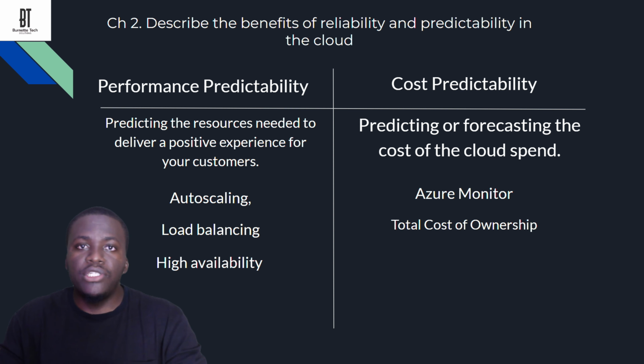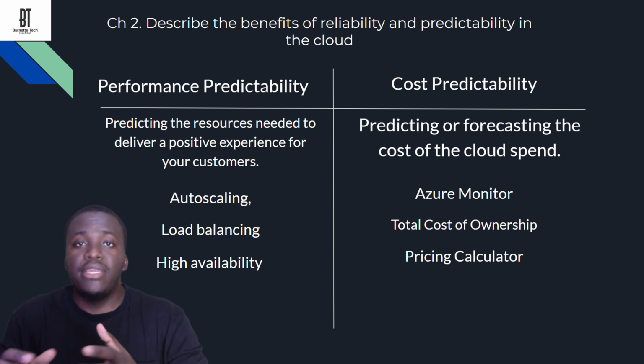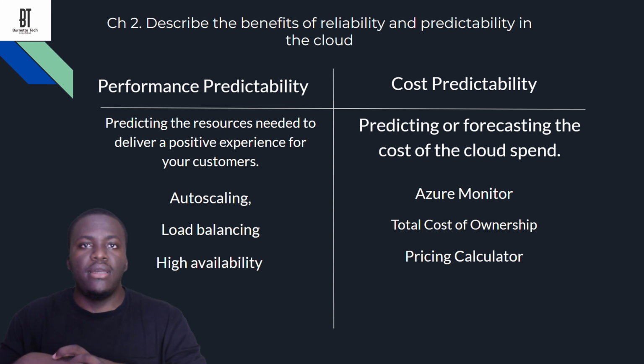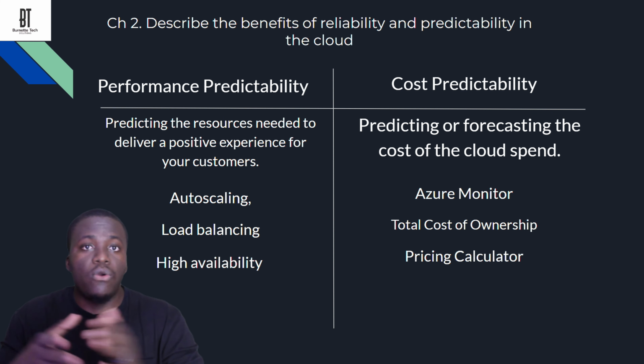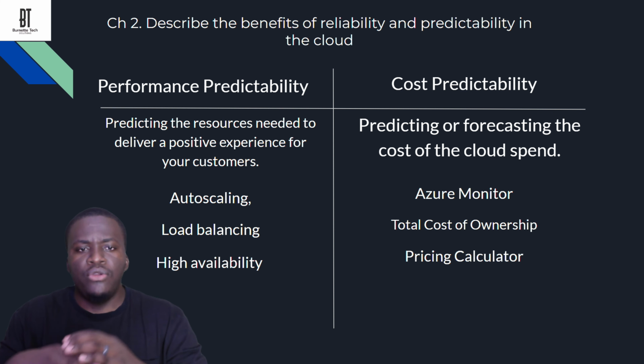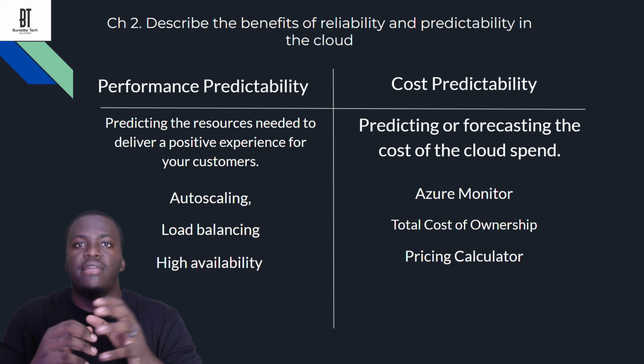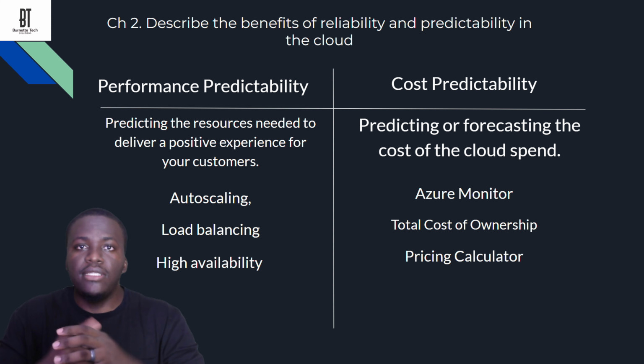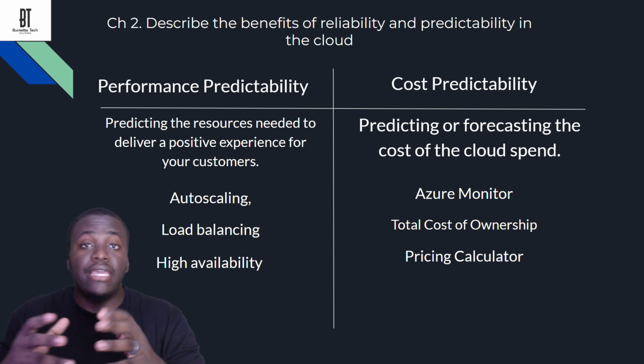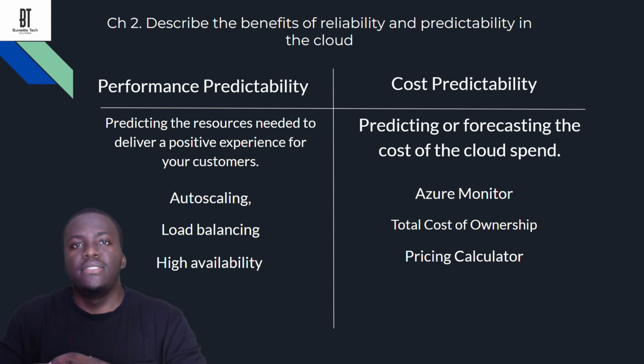There's a total cost of ownership calculator. That's a calculator that you can use, and you can calculate what is the total cost of ownership for that particular resource or service. There is a pricing calculator where you can calculate the pricing for the resource that you're purchasing, be it for a year, be it for 2 years, or for how long you want that resource. And you can also tweak the calculator so that you can add certain resources, like for instance RAM or CPU, and you can actually see the cost of that in real time. So those are the benefits of reliability and predictability in the cloud.